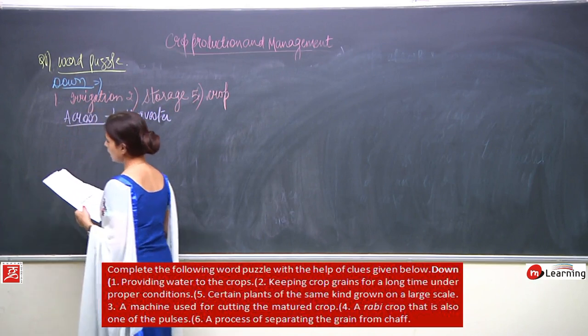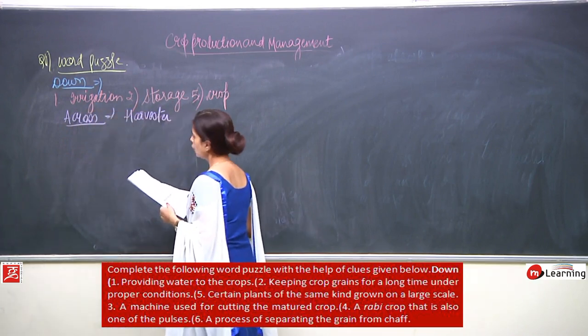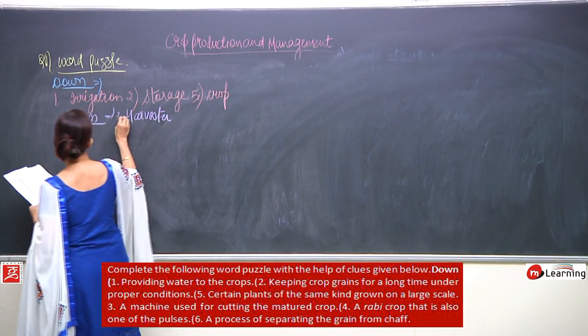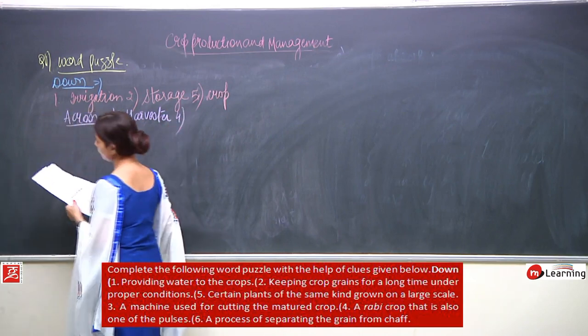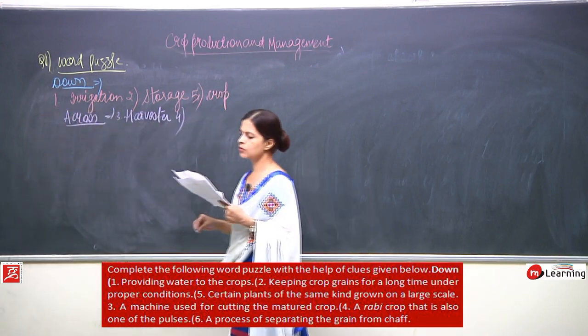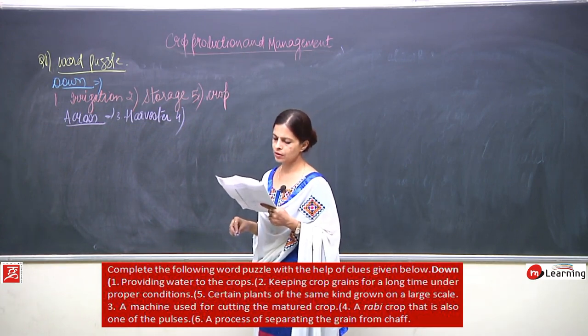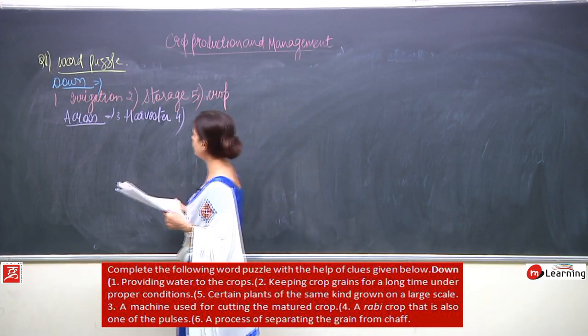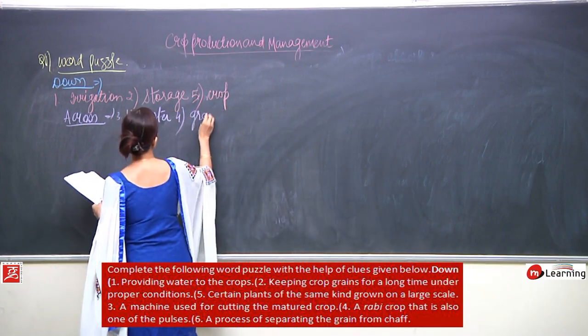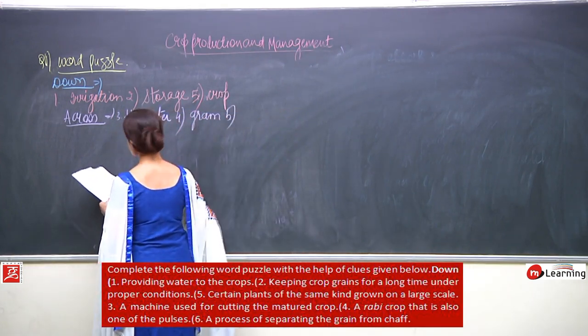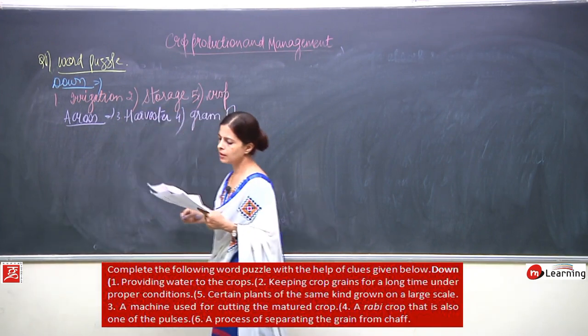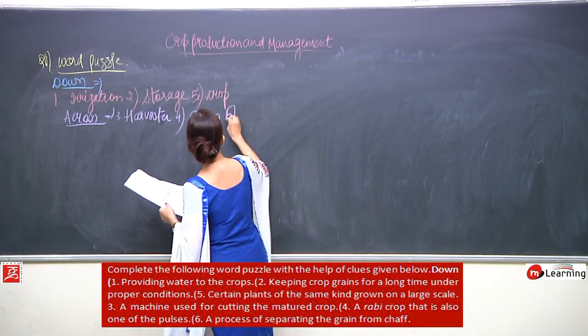Now come to the next one, the fourth one. This one was third. Now, fourth, a rabi crop that is also one of the pulses. So, it is what? A rabi crop which is also a pulse. So, it is gram. Just now we have read it in the example. Now, it is the sixth one.